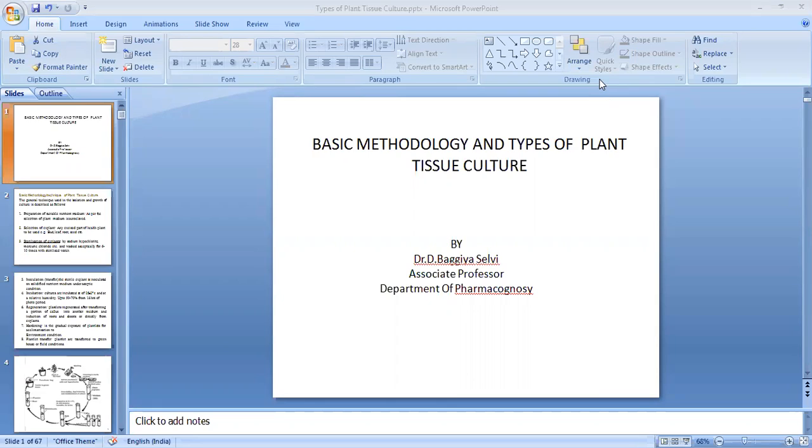So in this presentation, we are going to study about the basic methodology and types of the tissue culture. This is the class which is meant for the fourth semester B.Pharm students. And already we have seen about the basic introduction, history, and the requirements for the plant tissue culture method. In continuation of that, now we are going to see the basic methodology and the types of plant tissue culture. In this, we are going to see only the first two types, and the rest of the things we will see in the other presentations.